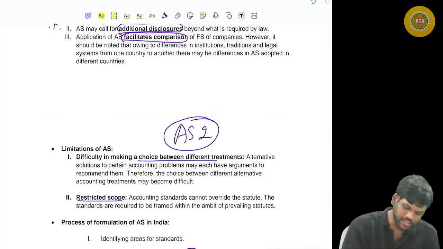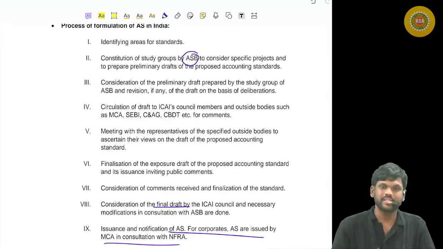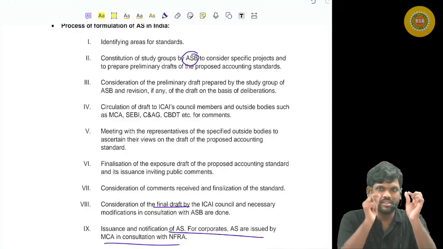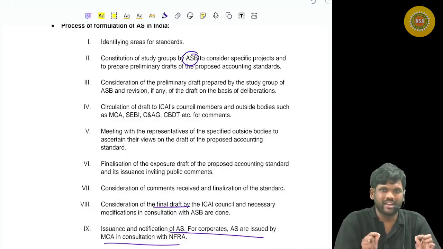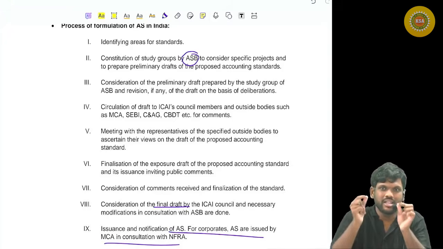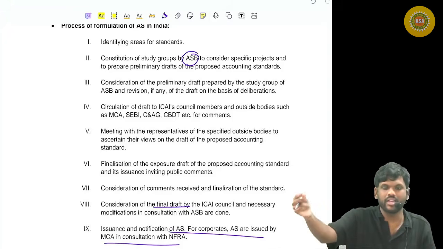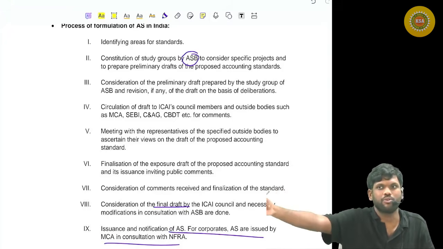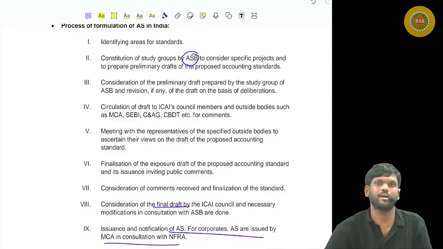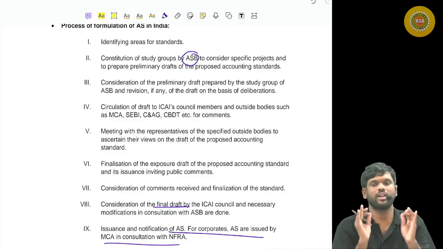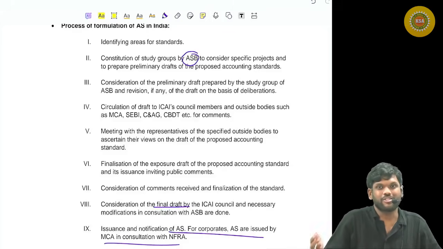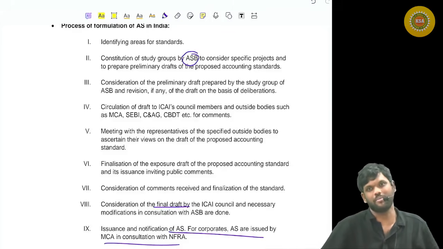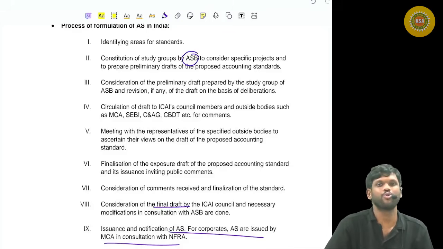Okay, in the procedure just go through it once. Simple. First they will identify the area, they will prepare a draft, and send it for comments to different people. Once they get the comments, they will revise based on the comments, then prepare a final draft, then give it to MCA. MCA will notify, and it will become mandatory for companies. Go through the process once and remember it. Till now they haven't asked, but suddenly in your exam, as a surprise, they can ask to write the process of formulation of accounting standards. So just ensure you go through this.